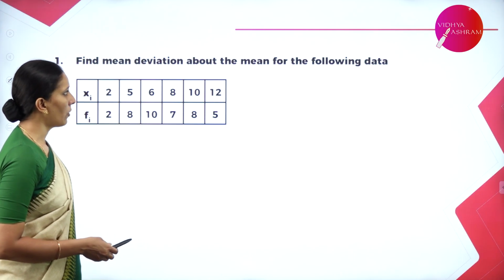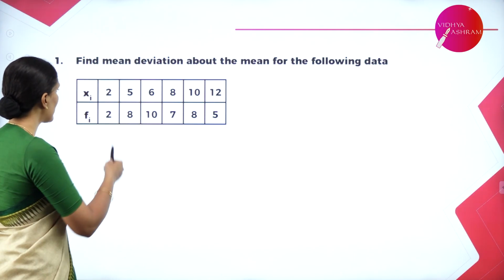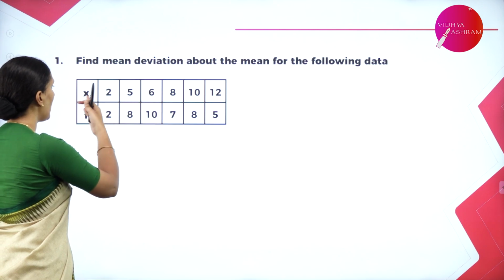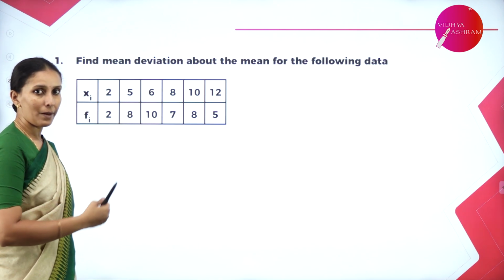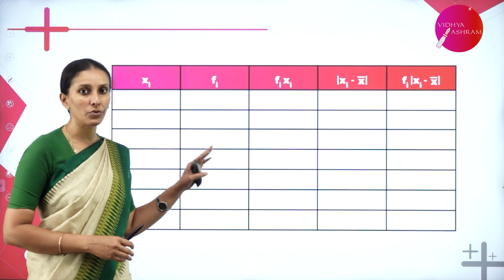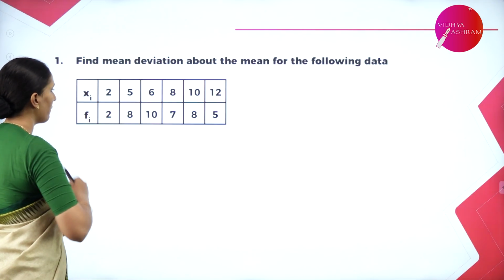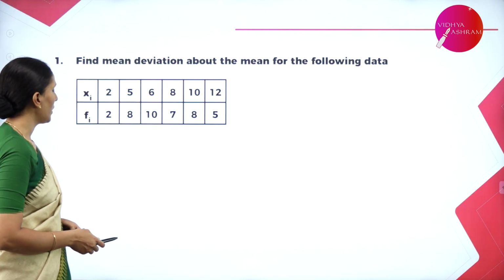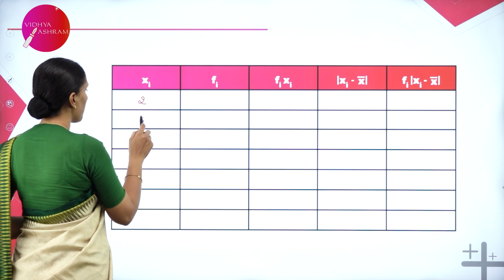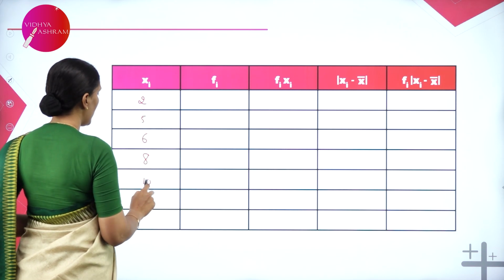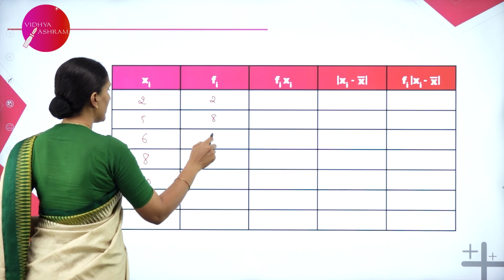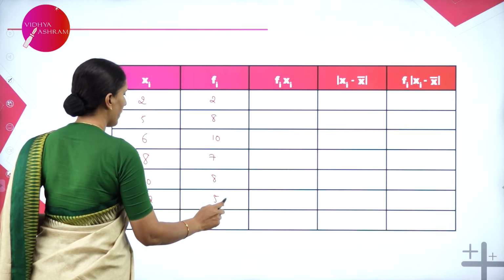Find the mean deviation about the mean for the following data. So once the data is given here, you need to convert them into a tabular column. Here they have given the observations in a horizontal table, so we'll make them a vertical column. This column gives you the calculation of all those things which we require. Whatever the data is given, we will write it in the data as well as the frequency column. So here we have the group of data: first we will write 2, 5, 6, 8, 10, 12. Next we will write the frequencies 2, 8, 10, 7, 8, 5.